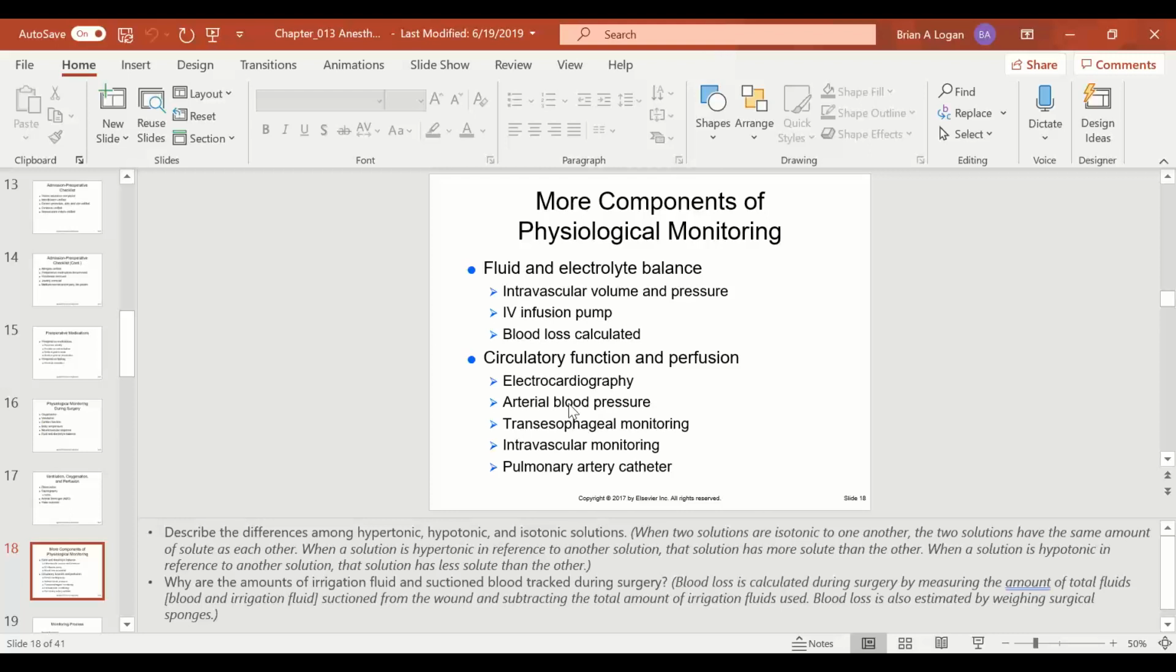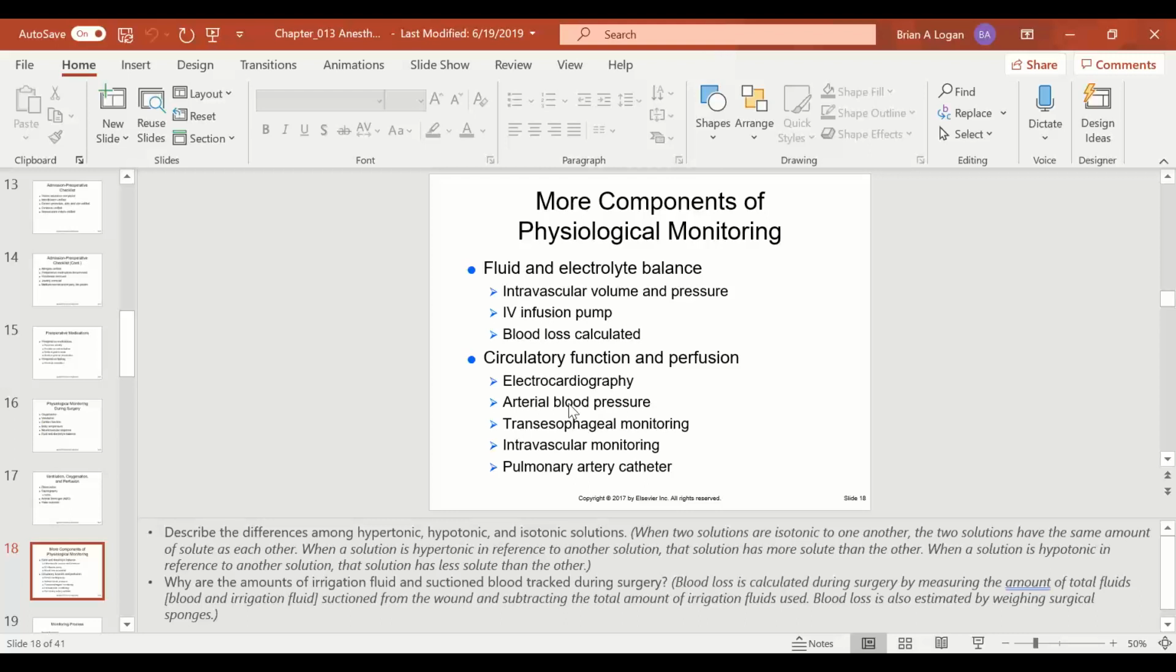Fluid electrolyte balance, right? They're checking that blood loss. They're giving back IV fluids and plasma if they need to, and blood. They can even do an IV infusion pump where the pump takes care of it for them. They just set it, I'd say give 125 cc's of whatever's in this bag in an hour or something like that. And then now they know what to look for out of the Foley bag.